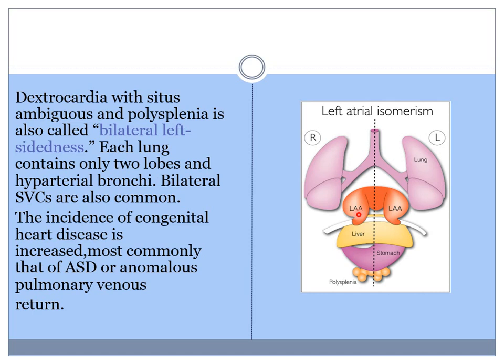If there is dextrocardia associated with polysplenia, it's called bilateral left-sidedness. As we can see, both lungs contain two lobes. Also, we have bilateral superior vena cava and congenital heart disease, especially atrial septal defect.